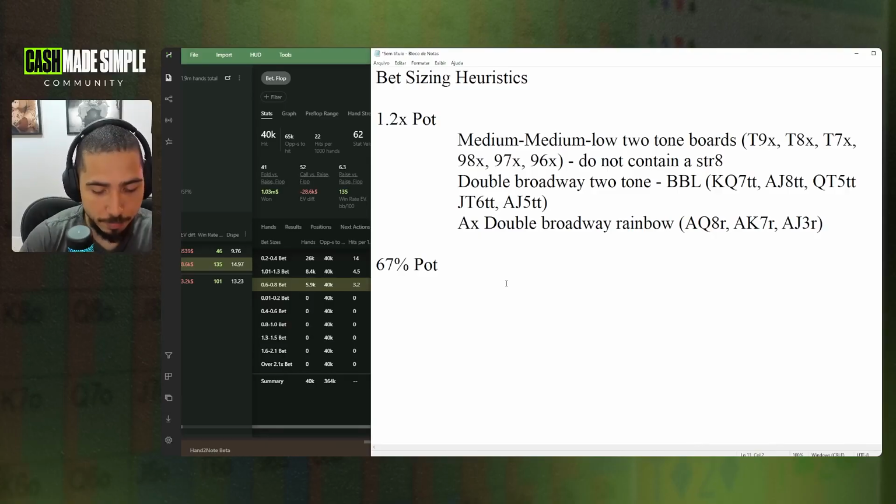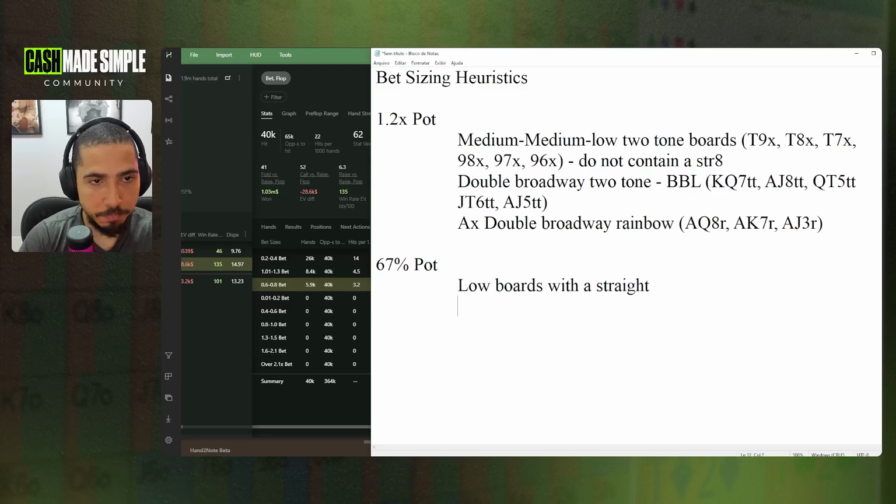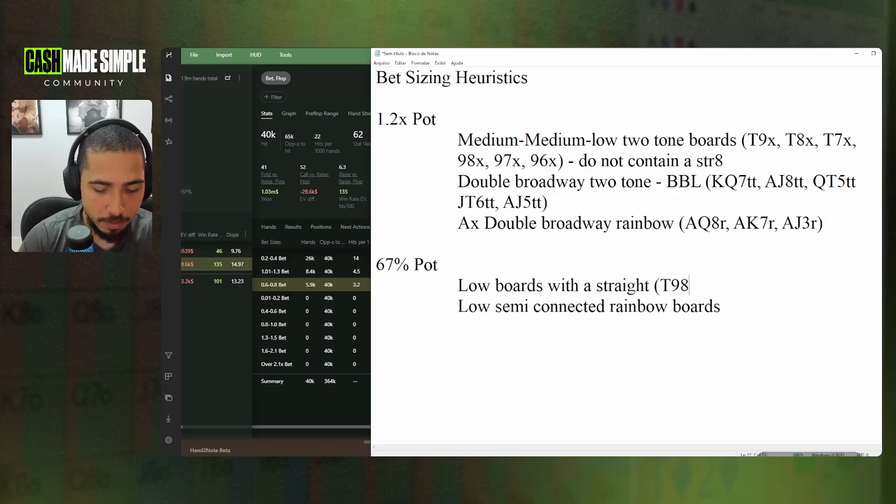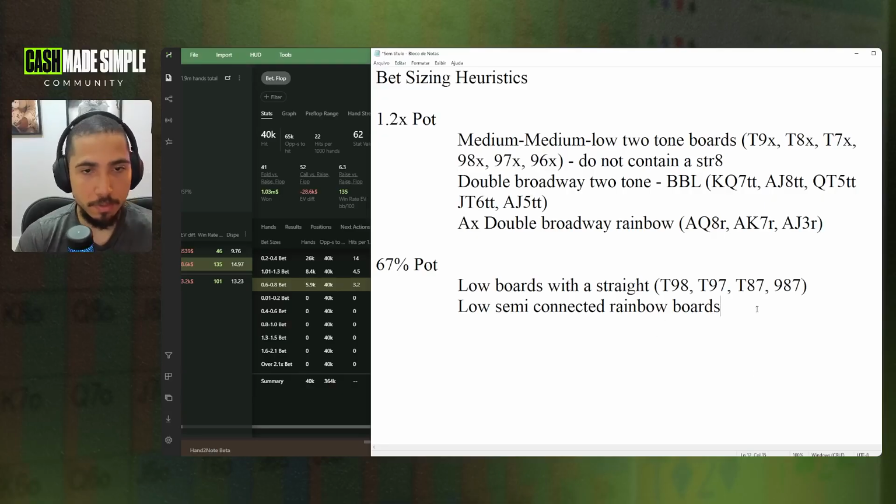So when would that be? Low boards with the straight, low connected rainbow, low semi-connected rainbow boards. So low boards with the straight, you guys know this: 10-9-8, 10-9-7, 10-8-7, 9-8-7, all of those we're going to use 67%. And this can be two-tone or rainbow, okay?